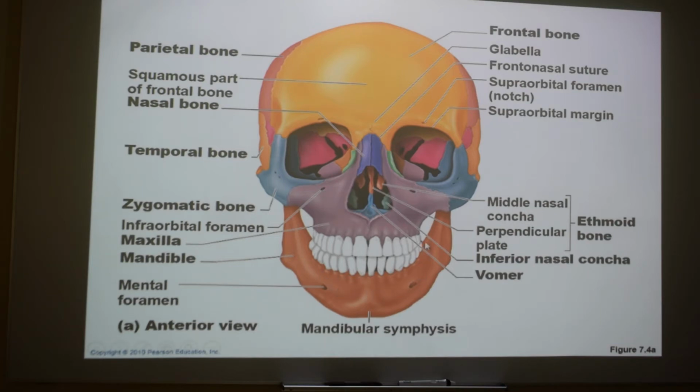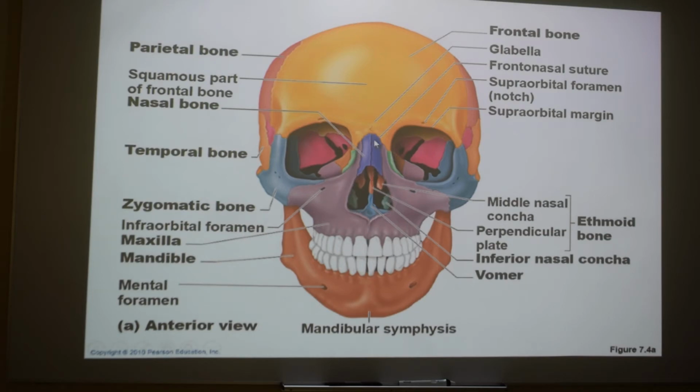Lower down you can see this bone, which is the mandible, and the mandible has the alveolar processes for the lower teeth. You can see a mental foramen which is going to transmit a mental nerve. So this is a mental nerve which is going to come out from here. It's a branch of the inferior alveolar nerve, and you have a mental artery also coming out, which is a branch of inferior alveolar artery.